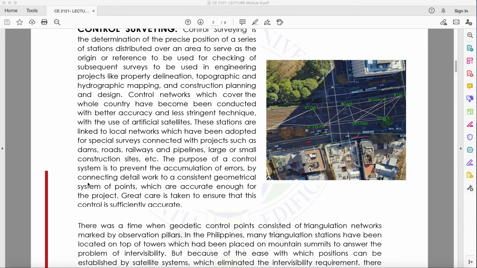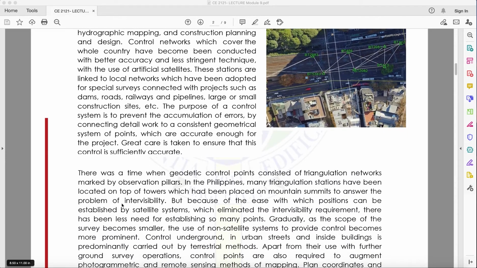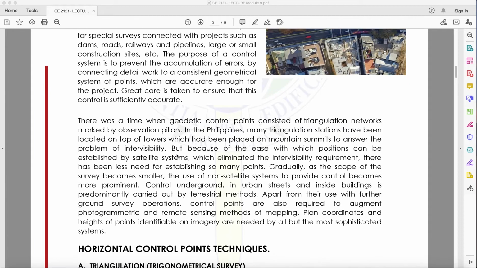So the purpose of a control system is to prevent the accumulation of errors by connecting detail work to a consistent geometrical system of points, which are accurate enough for the project. Great care is taken to ensure that this control is sufficiently accurate. Okay, so I repeat, it should be accurate.